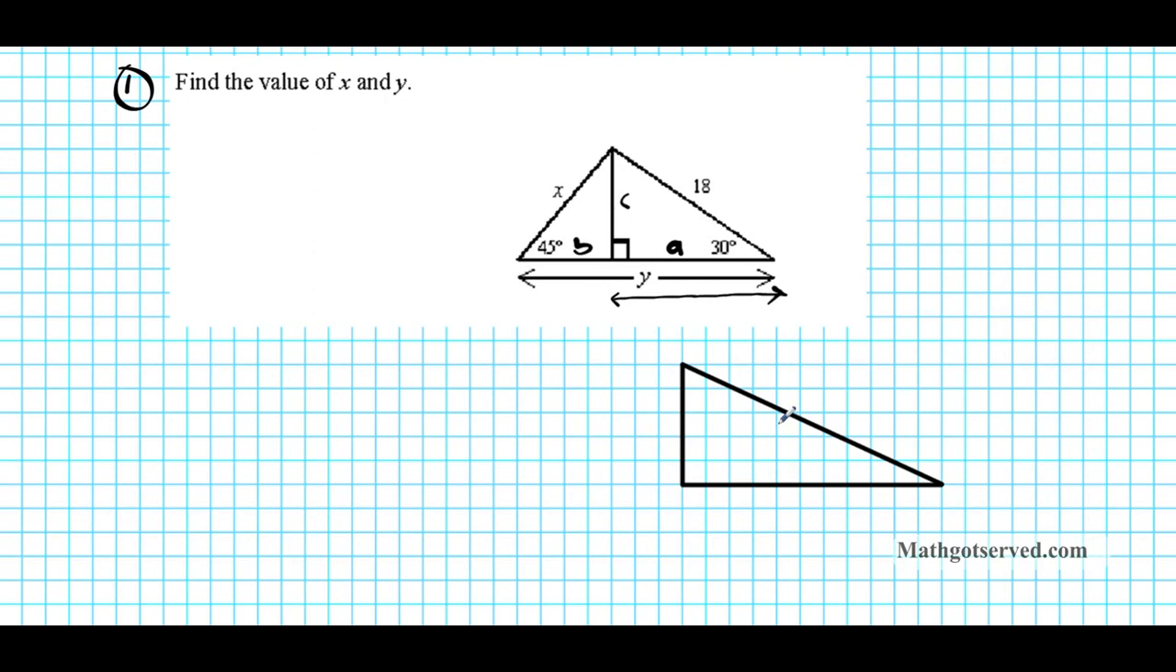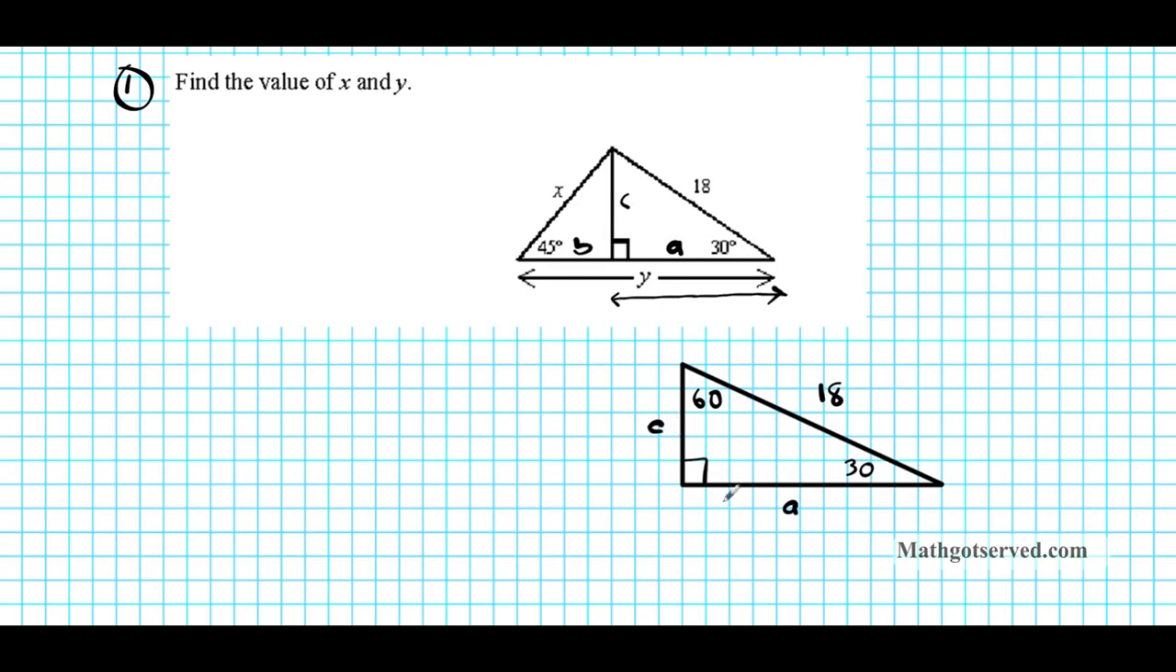So this is 18. We know that the hypotenuse is 18. This is a 90-degree angle. This is 30. If this is 30, then this angle here must be 60 degrees. So this is a 30, 60, 90 triangle. This side is A, and this side here is C.